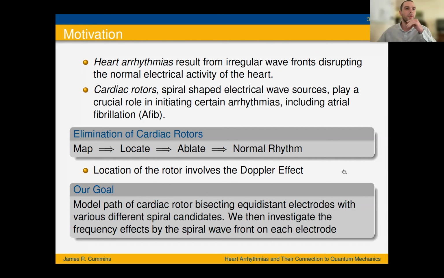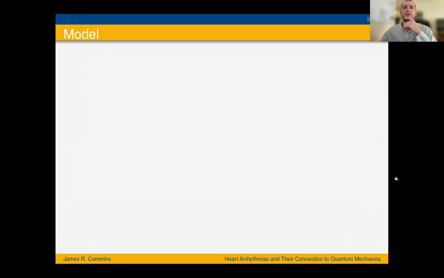So our goal is to model the path of these cardiac rotors traveling between two equidistant electrodes in the heart. We assume that the spiral is traveling between them, and we measure the frequency of the electrode that interacts with the spiral. Sorry, it looks like I'm having some trouble with my computer, one sec.